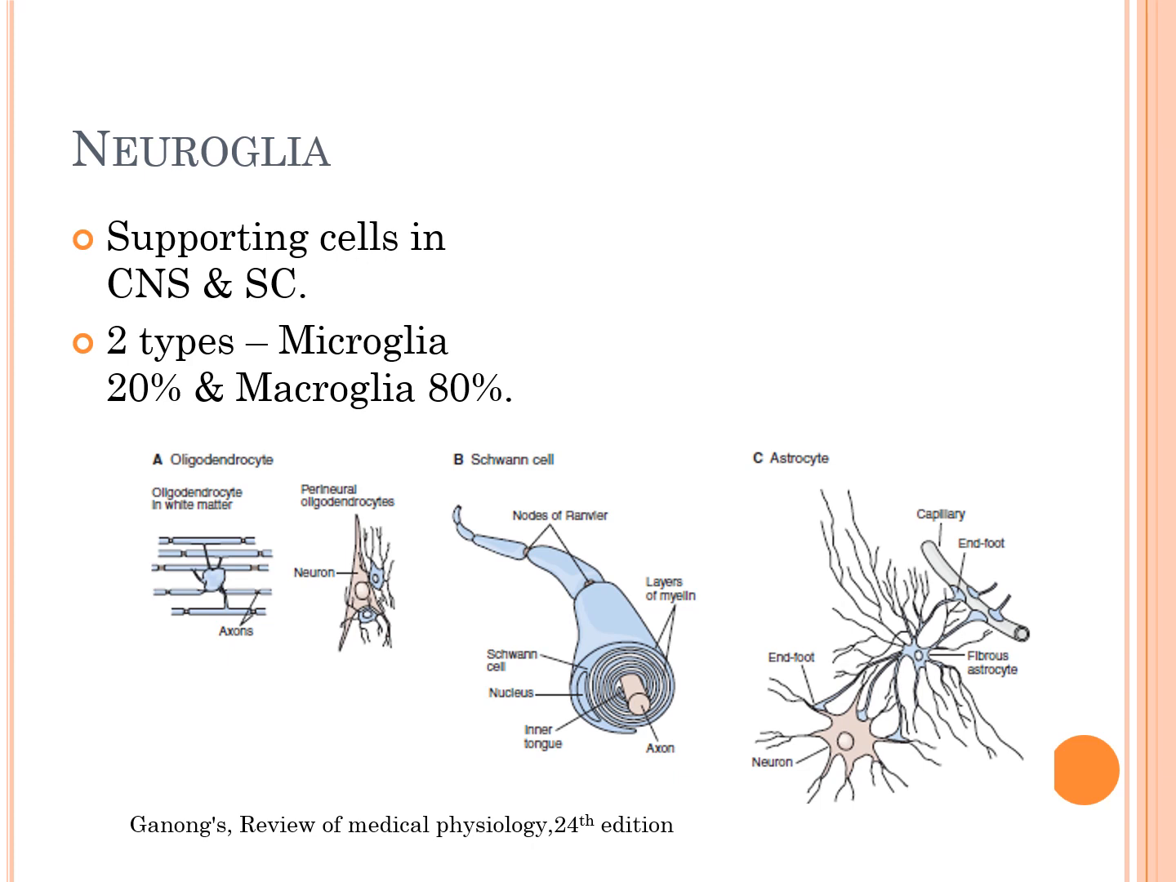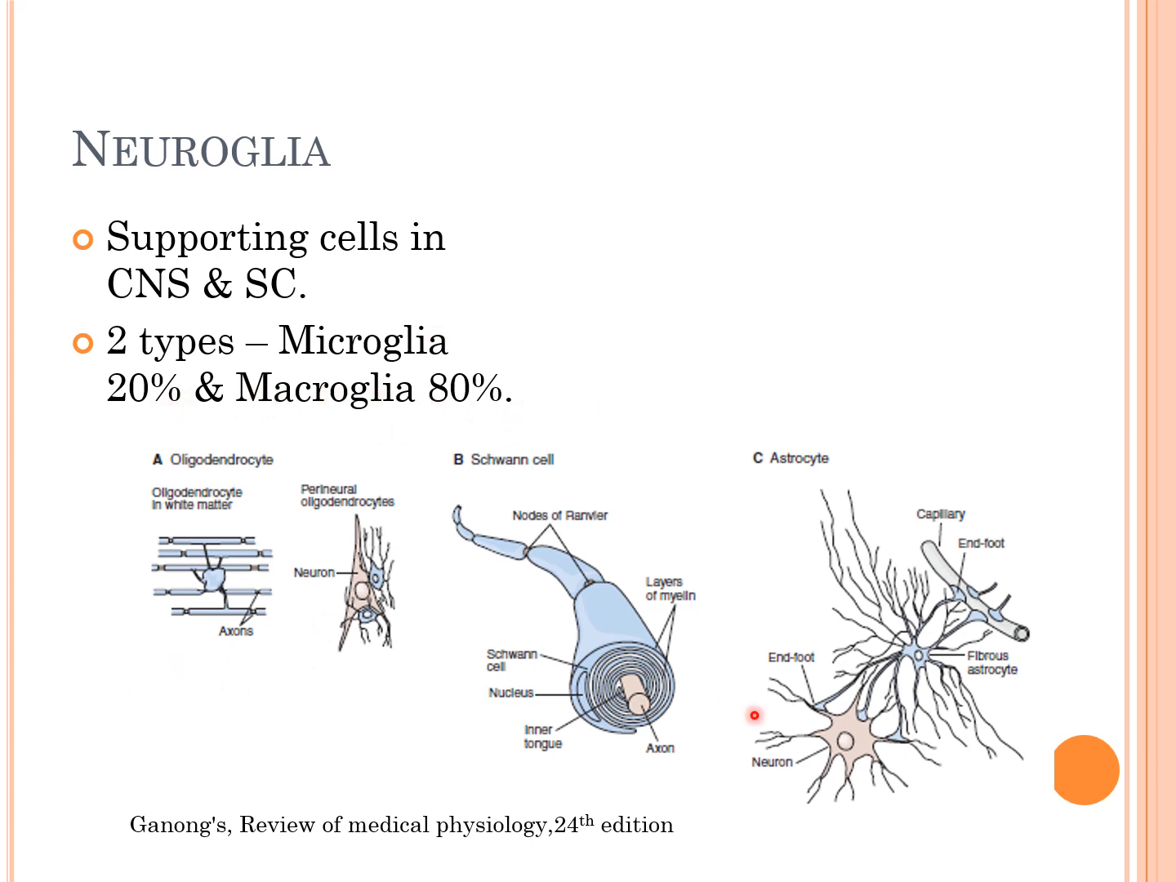I told you in the first slide that neurons number about 100 billion, but the neuroglial cells, which are supporting cells present in the central nervous system, are 10 to 50 times more than neurons. These neuroglial cells are of two types: microglial cells, which are 20%, and macroglial cells, which are 80%.